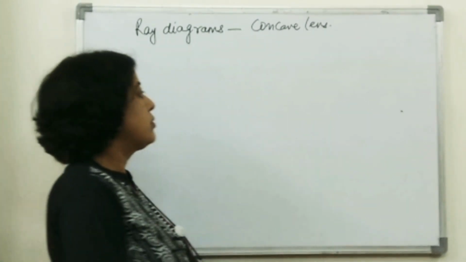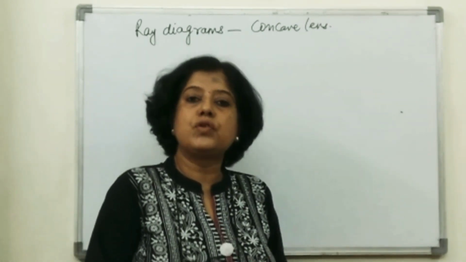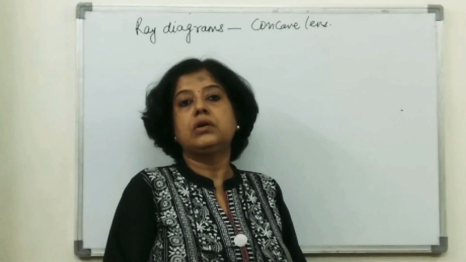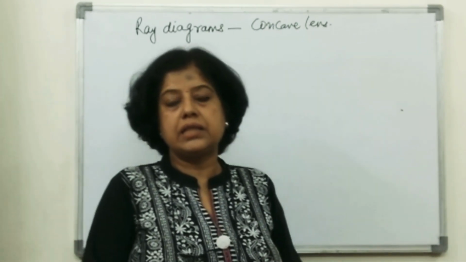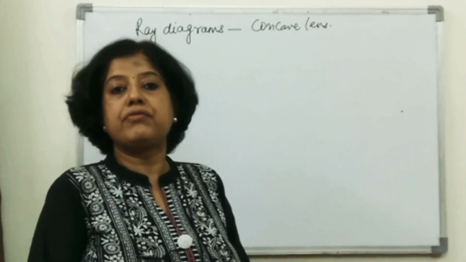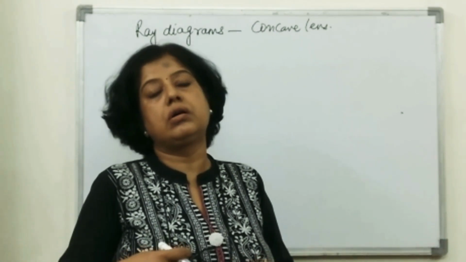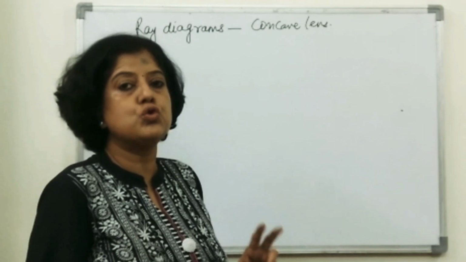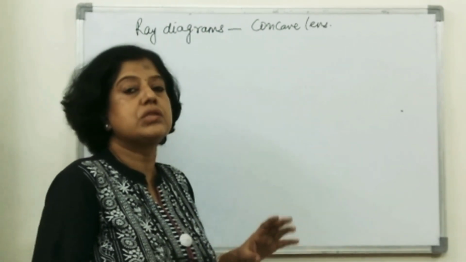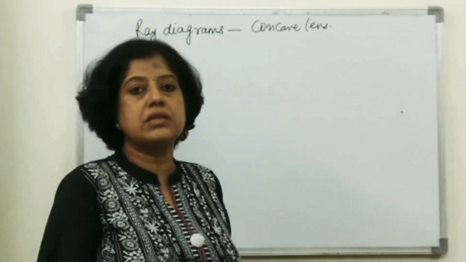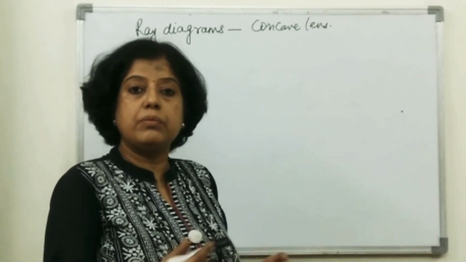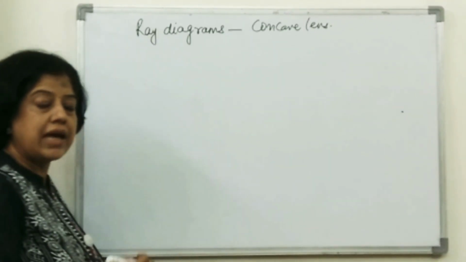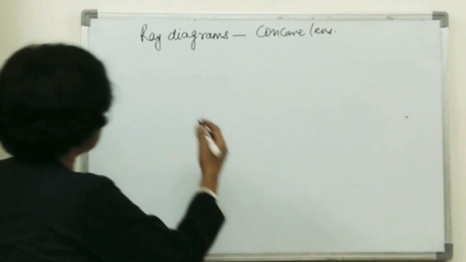Now, to start drawing the ray diagrams, we have to choose two incident rays from a point falling on the lens, where the corresponding refracted rays meet or appear to meet. That is the image point. So we have to choose two incident rays. Which incident rays can be chosen? We cannot choose any incident ray at random, because then it will be very difficult to draw the refracted ray. So which rays can be chosen for the ray diagram? Let us discuss that first.